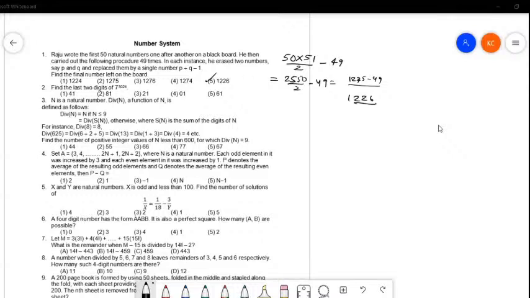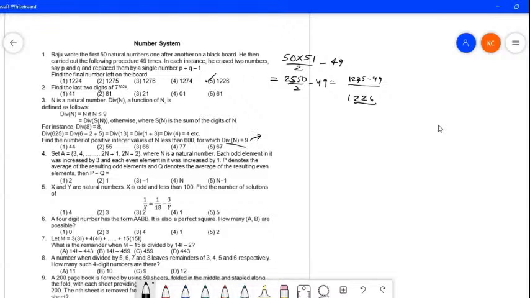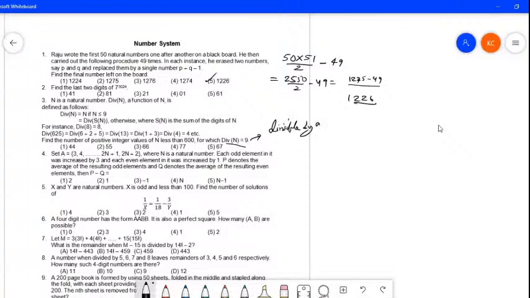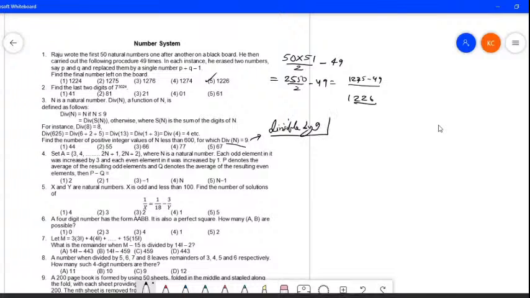If I have, let's say, 121, that is 1 plus 2 plus 1, which is 4. So if you divide 121 by 9, you'll get remainder equal to 4. If I write 126, I'll get 1 plus 2 plus 6, which is 9. The answer will remain 9. That means this number is divisible by 9. So if the digit sum of a number is 9, that number is divisible by 9. Everyone, is it clear? So that is what we are supposed to understand.